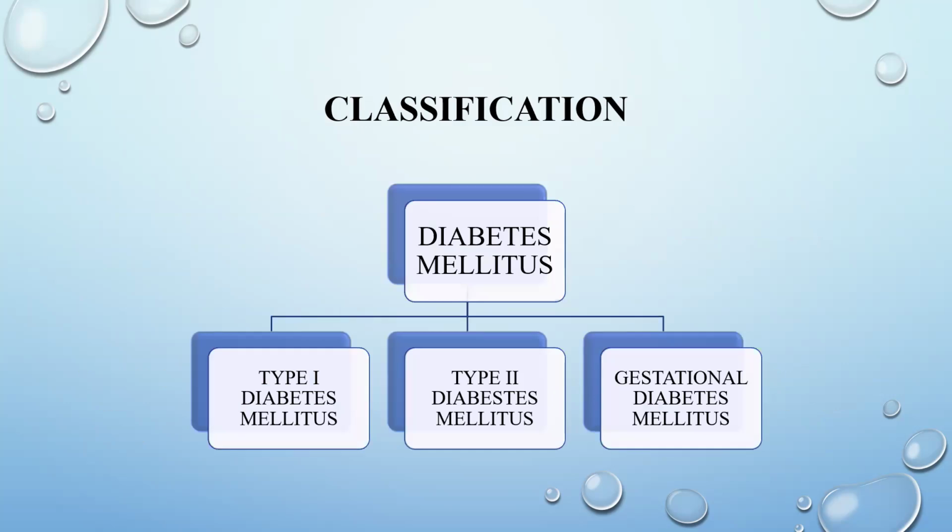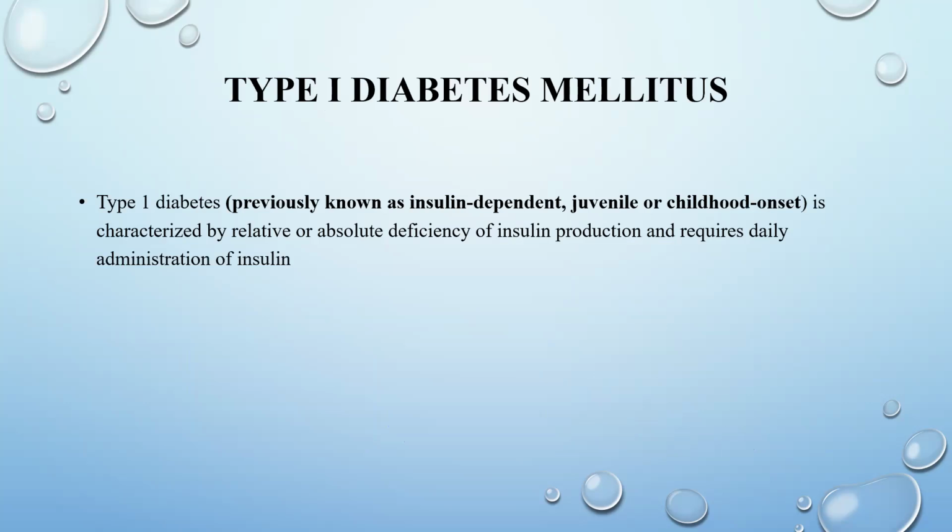Classification of diabetes. Diabetes is broadly classified into type 1 diabetes mellitus, type 2 diabetes mellitus, and gestational diabetes mellitus. Type 1 diabetes mellitus, which is also known as insulin dependent diabetes mellitus, was previously known as juvenile or childhood onset diabetes mellitus. It is characterized by the relative or absolute deficiency of insulin production, and it requires daily administration of insulin.